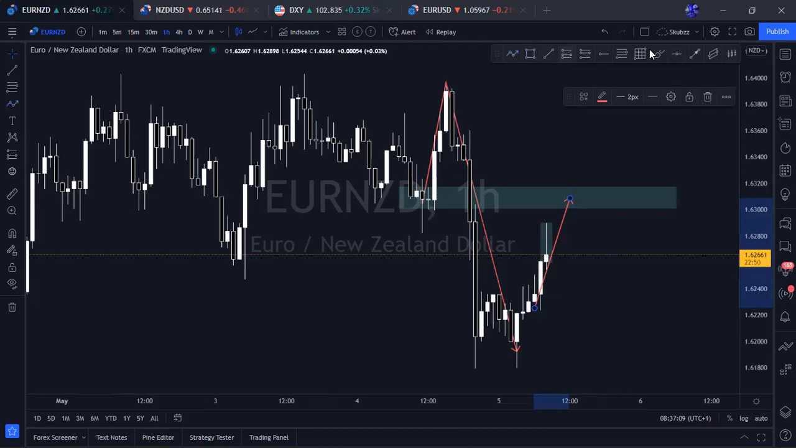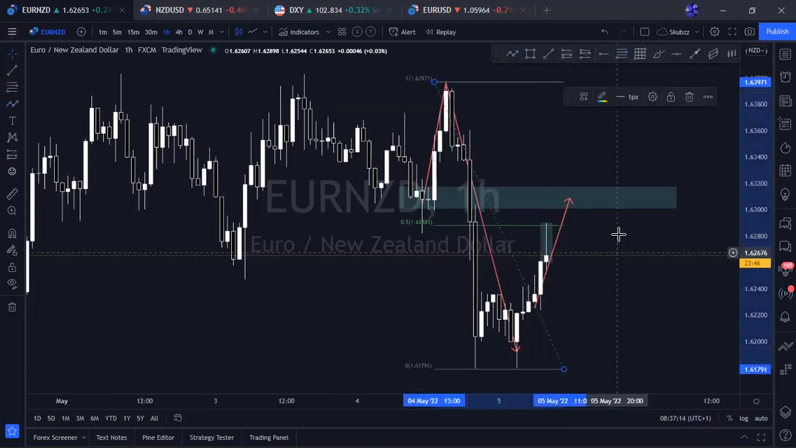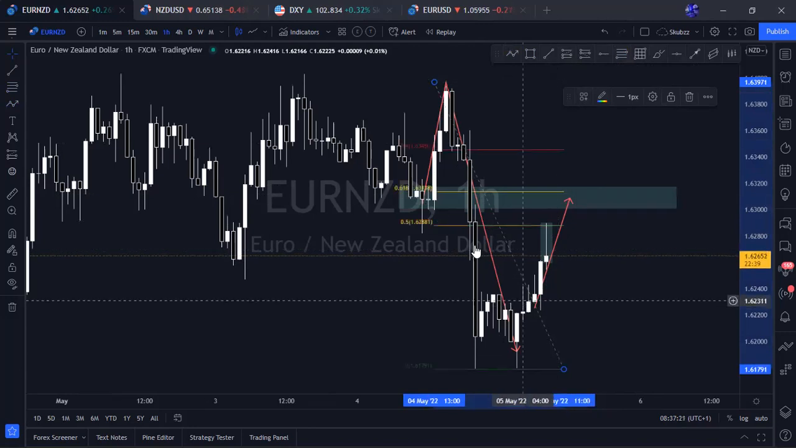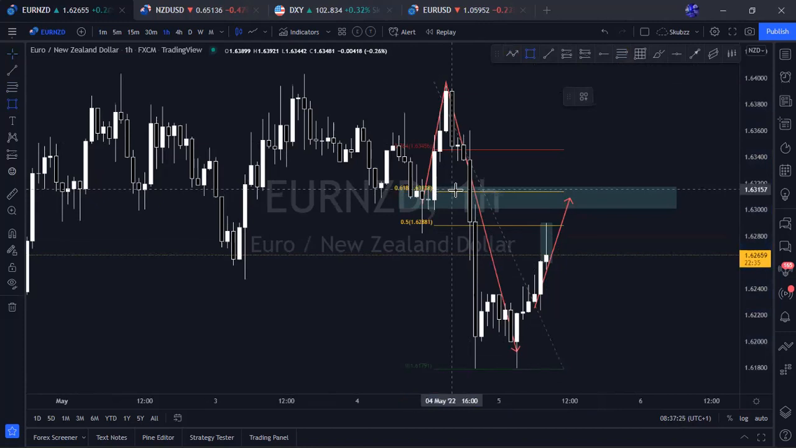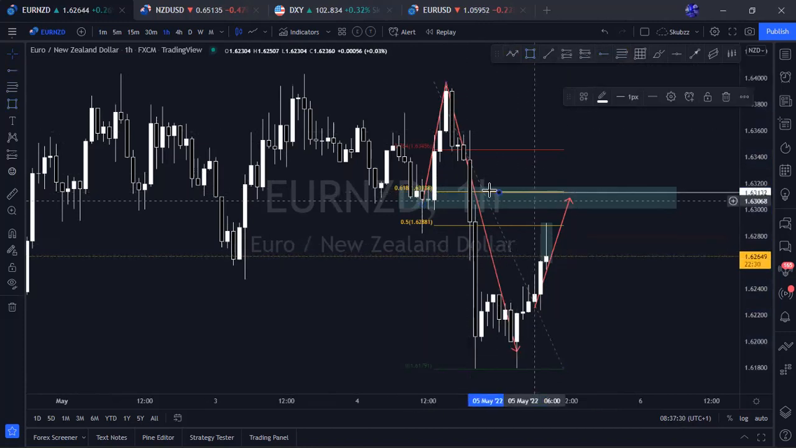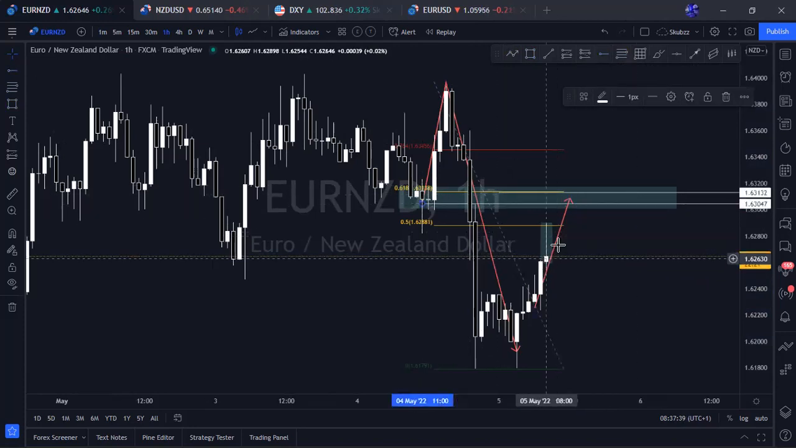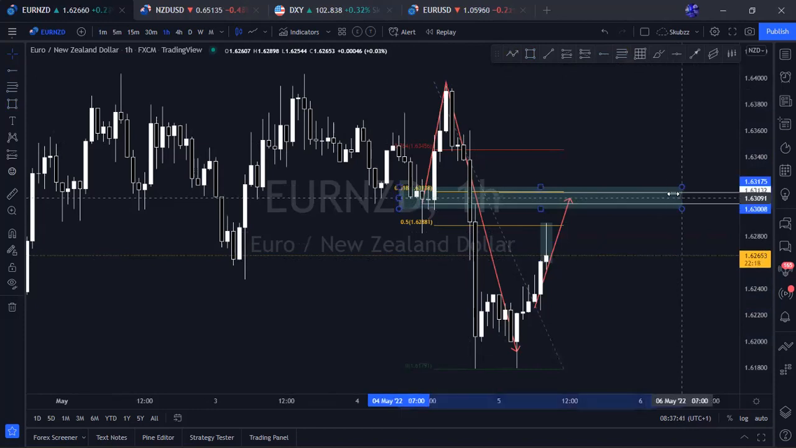And if we drop our Fibonacci from the top to the bottom, we just came above the 0.5. Let's change it to the golden strategy. Our 0.6 is at this point here. But in this scenario, I don't think price will come deep to the 0.6. Price might stop around this level here, so pay attention to this zone. This is the place to look out for.